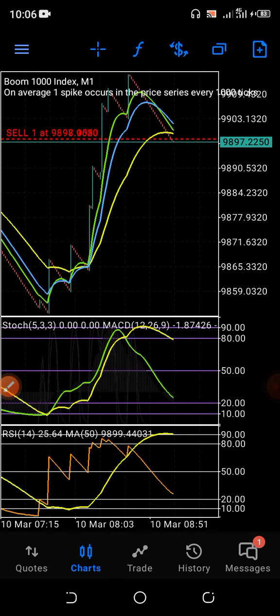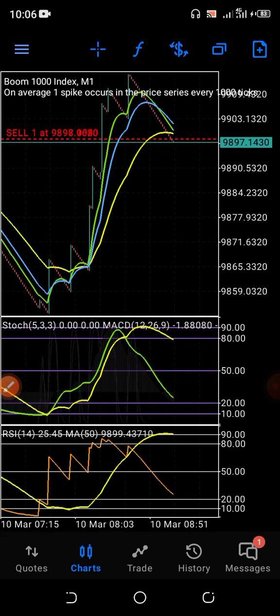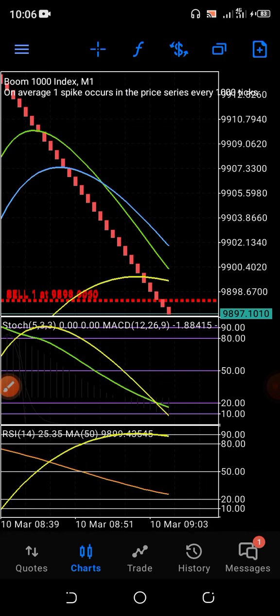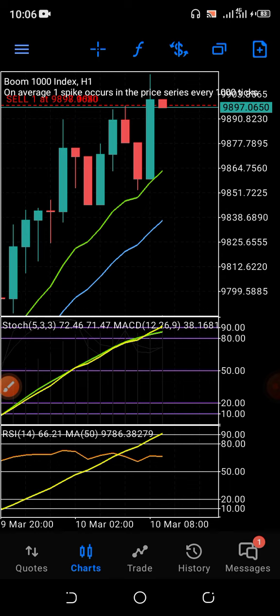This is why anyone who wants to trade must be very, very careful and accurate in your analysis. So I am bringing this to you so that you will know how I am doing it practically. Let's visit our higher time frame.